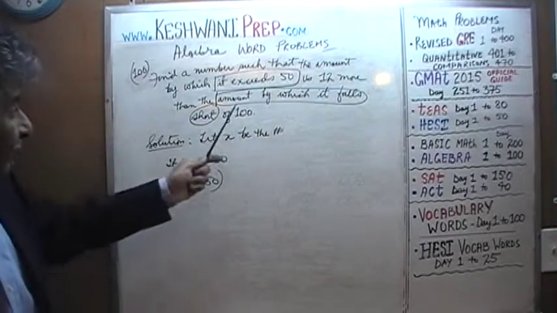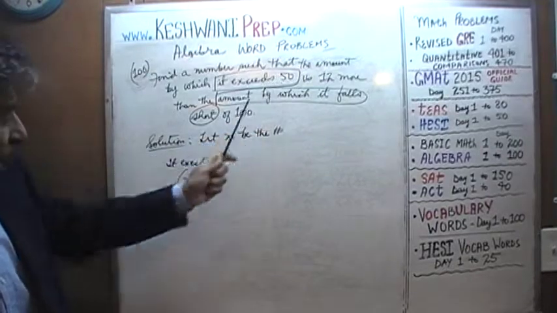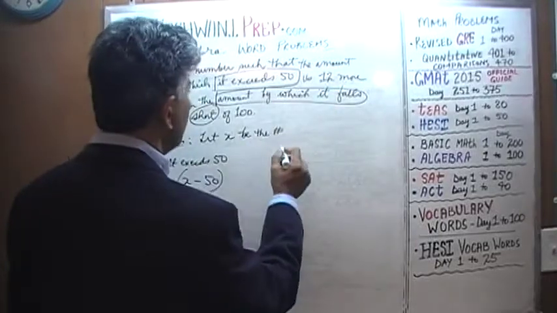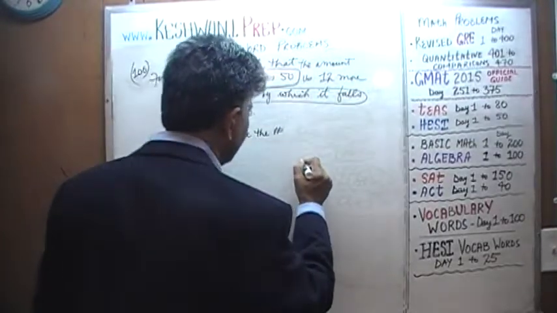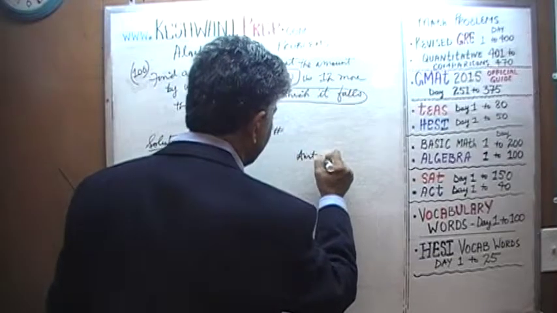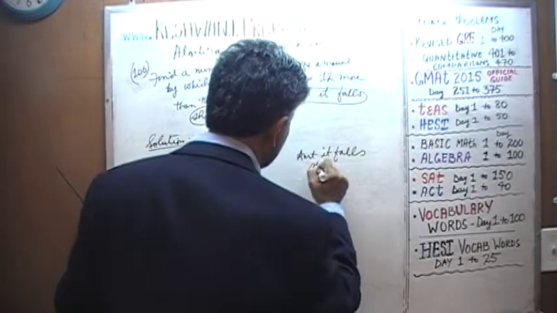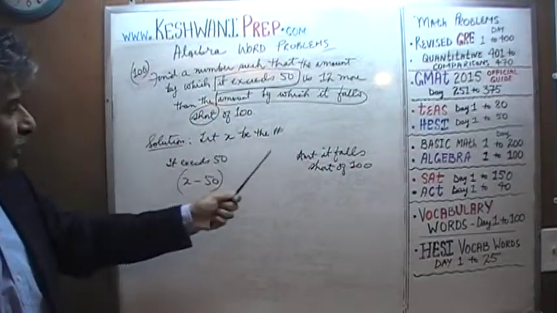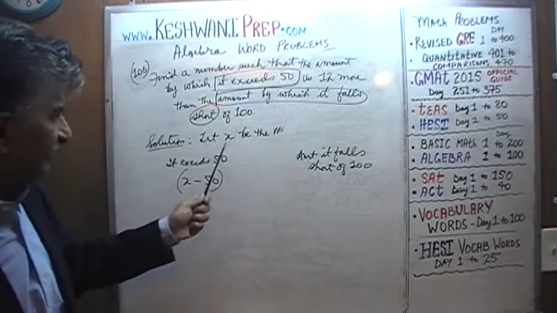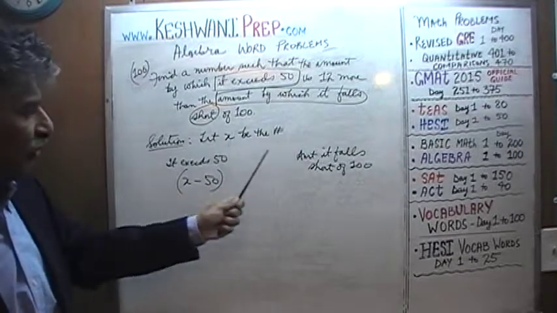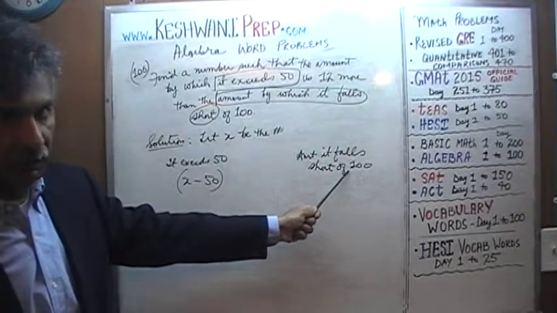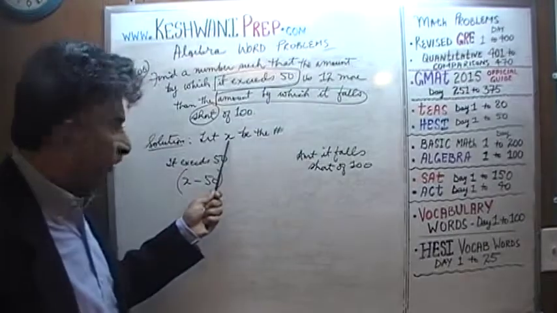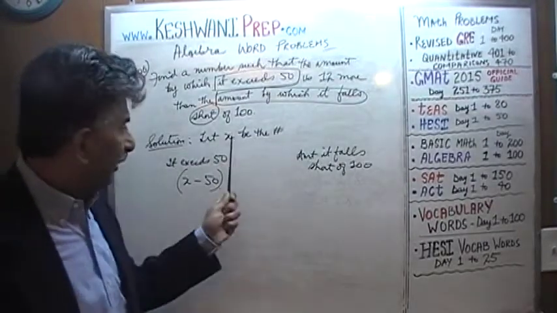Because of course, if we're saying that it exceeds 50, then of course it's more than 50. It exceeds 50 by this amount. And the amount by which it falls short of 100 is how much? If we're going to pretend that x is 65, then how much does it fall short of 100? It falls short of 100 by 35. How do you find 35? Well, if it happens to be 65, then it's 100 minus 65.